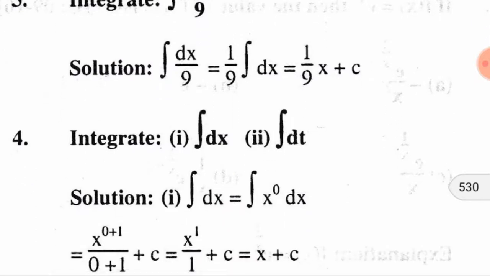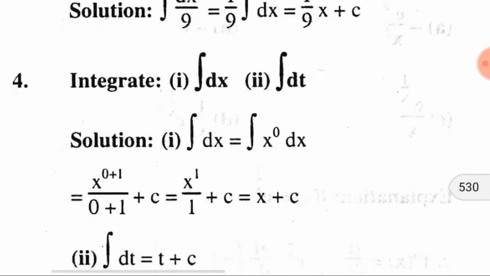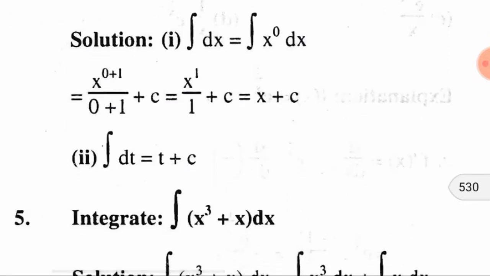Similarly, we can find out the value of integration of dx and dt. Integral of dx is x plus c, and integral of dt is t plus c. Here, before dx there is a 1, and 1 can be written as x to the power 0, and applying the standard integral, integration of x to the power n with respect to x, we can find x and t respectively.